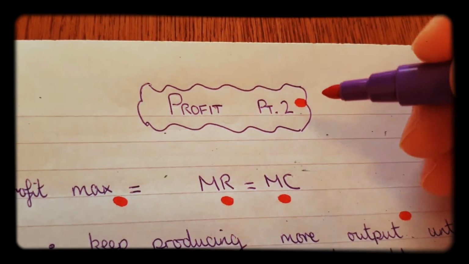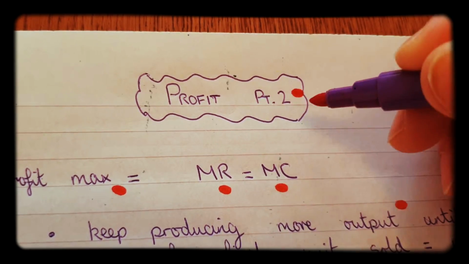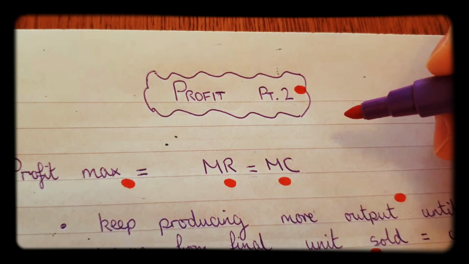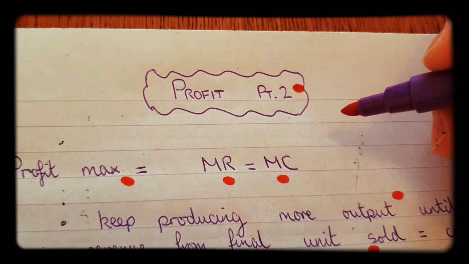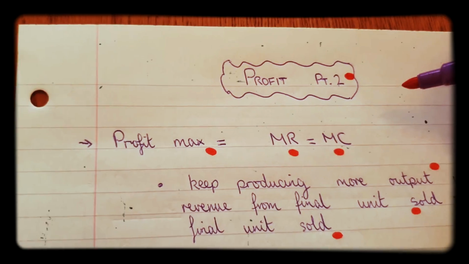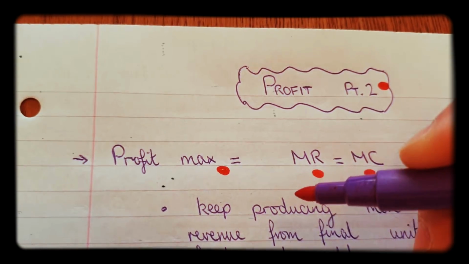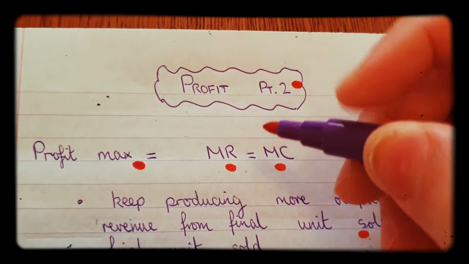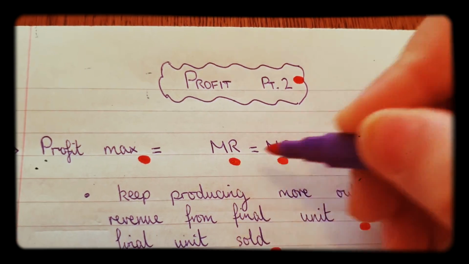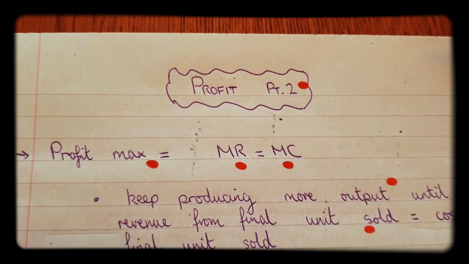In this video, we're going to be talking about profit, and this is part 2 of a 3-part series on profit in economics. We're going to be focusing in this video on profit maximization. Profit maximization is achieved at the point MR equals MC.